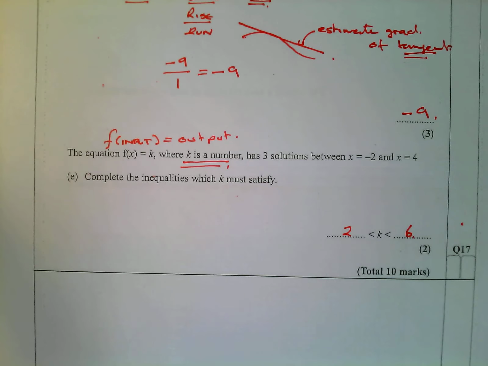So my answer to this question is that so long as your output is below 6, which is the point where I only had 2 points of intersection, or your output is above 2, so anywhere between these 2 bits here, you're going to get 3 solutions. And so my final answer is that k must be greater than 2 and less than 6.